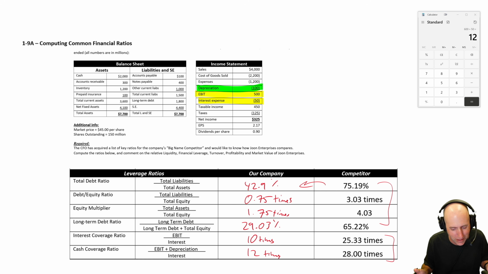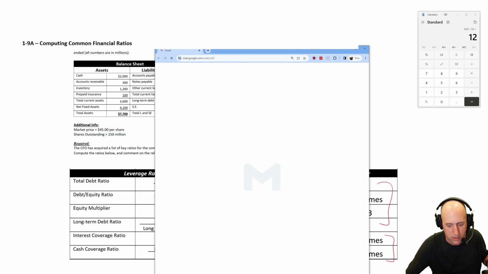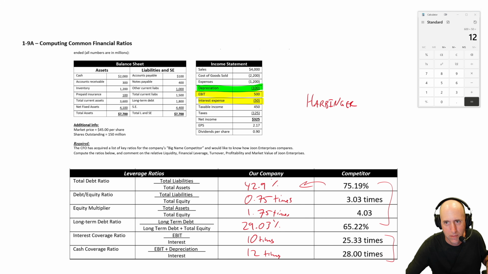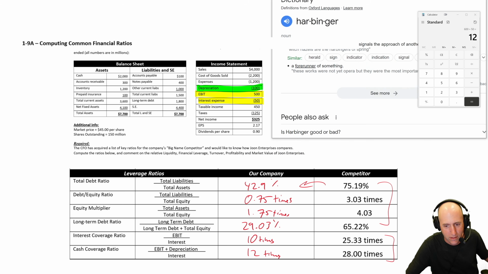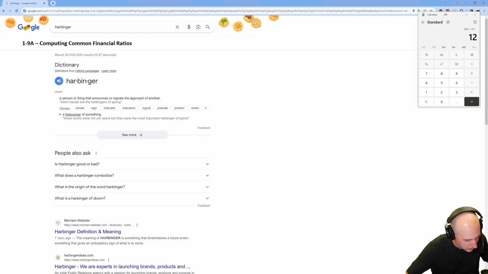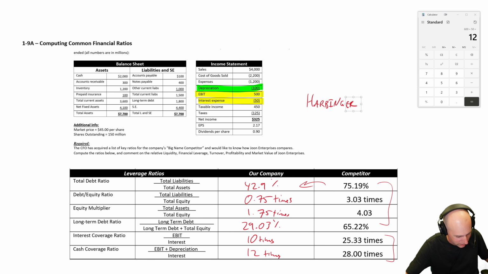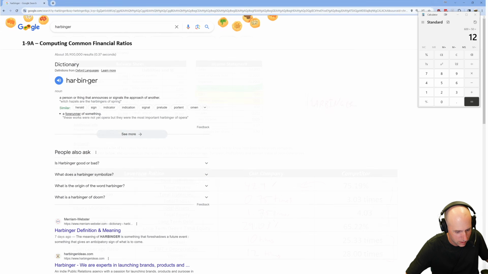I don't know if I pronounce that word right. I don't even know if I use that word right. Harbinger. I don't even know what it means. I'm going to look it up. Harbinger of things to come. Oops, I don't want you to see my email. There we go. Harbinger, a person or thing that announces the approach of another. A forerunner of something. Yeah, this is a forerunner. This is a harbinger. Did I pronounce it right? Let's see.